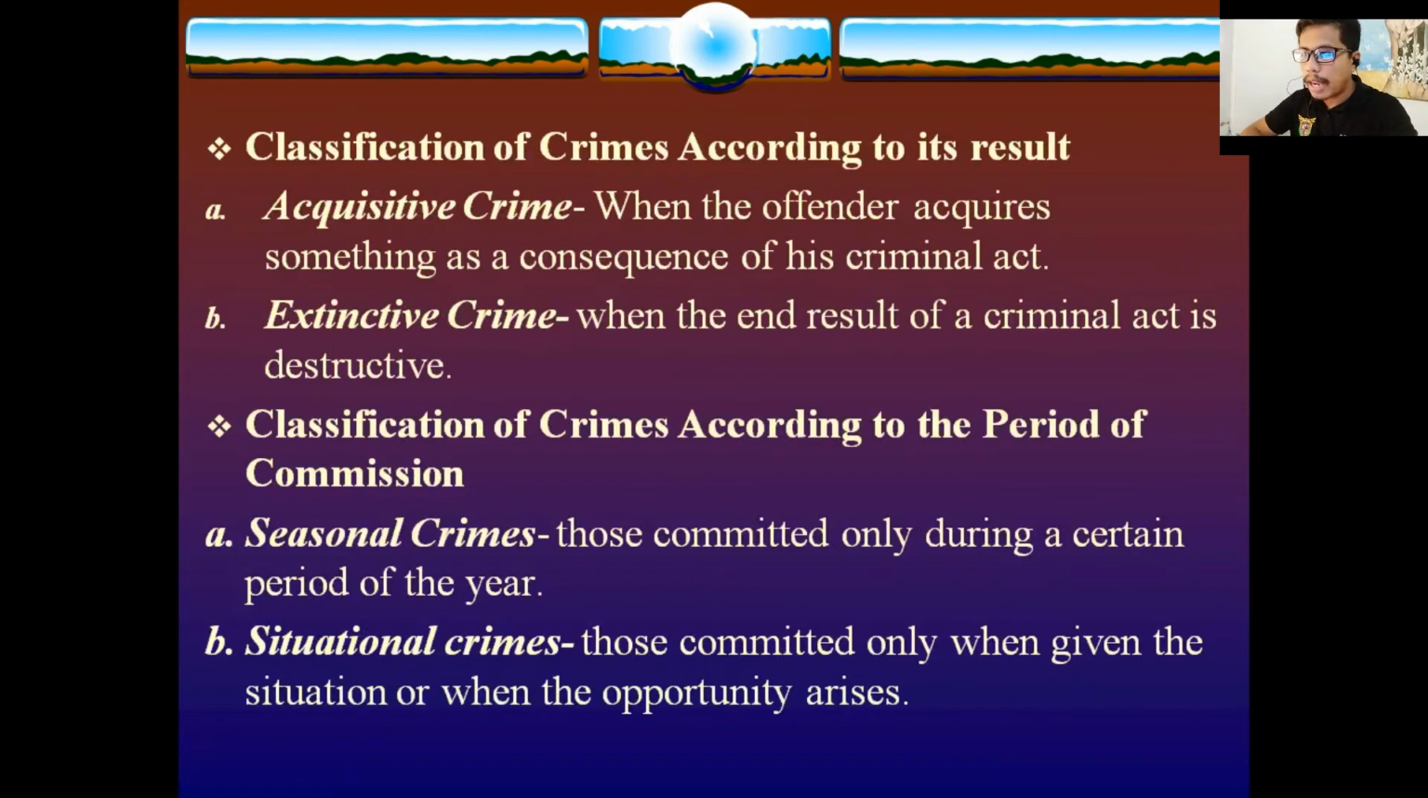So the next one is on the classification of crimes according to its result. So crimes can be classified as acquisitive crime, extinctive crime. So if a particular offender acquires something as a consequence of his criminal act, it shall be considered as acquisitive, from the root word acquire. Extinctive, once a particular crime resulted to destruction. So when you say acquisitive, you gain something, like a property. Extinctive, you destroy something. So if I say robbery, you acquire something, like money. So ang tawag niya, acquisitive crime. Theft, you acquire a property.